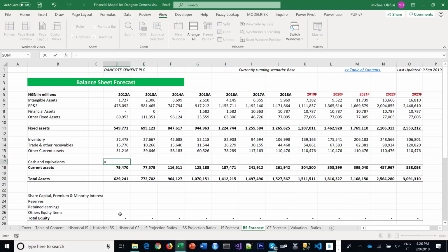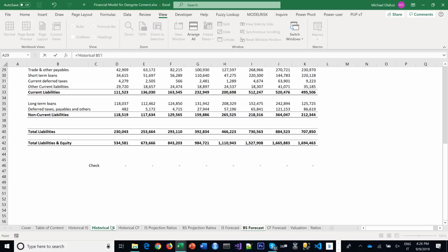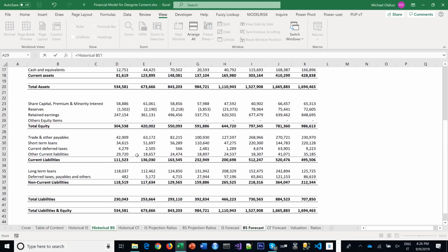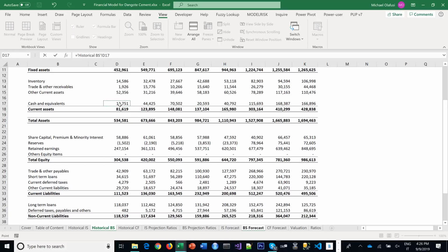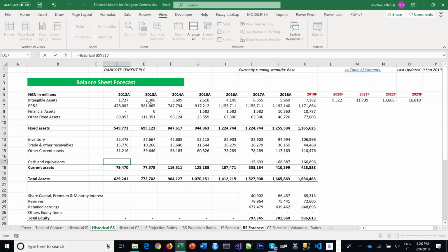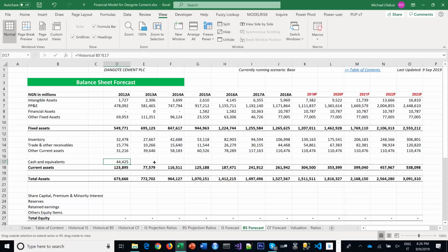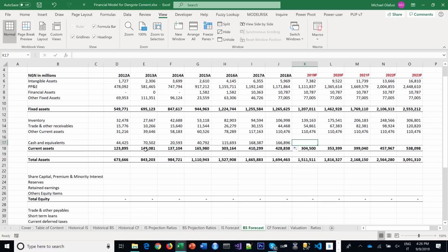I'll have to go and pick for the historical from the historical balance sheet of 2012 and drag into the future, but not into the forecast years. So for the forecast year, it is going to come from last year's closing, which becomes this year's opening cash, plus the net cash flow from the cash flow statement. So we'll have to complete that when we are done with the cash flow.